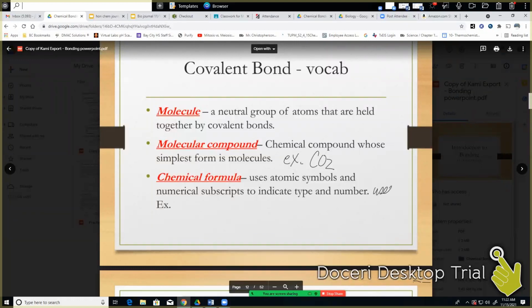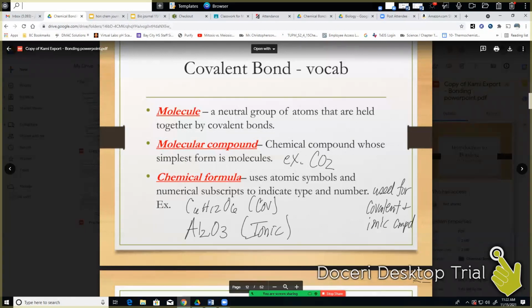Chemical formula is used for covalent and ionic compounds. So it's like a broader term. So an example would be, we could say maybe glucose, if it's a covalent compound, or aluminum oxide if it's an ionic compound. It's just showing what elements and how many atoms of each type.